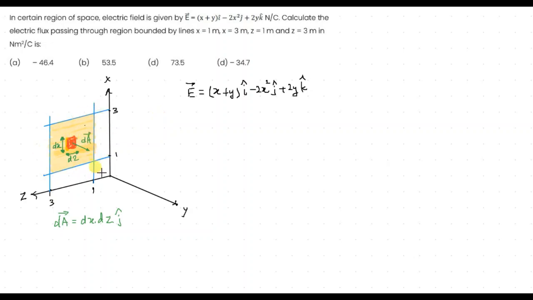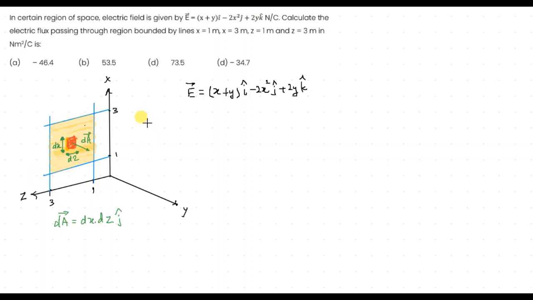That yellow region is nothing but the region bound between z equal to 1 and z equal to 3, and also x equal to 1 and x equal to 3. So you get this particular square region, which I have shown with the yellow color here, and I want to find the flux passing through this particular region. It lies in the xz plane.